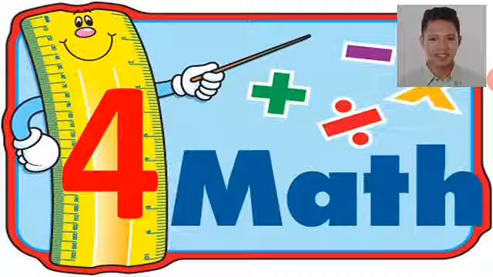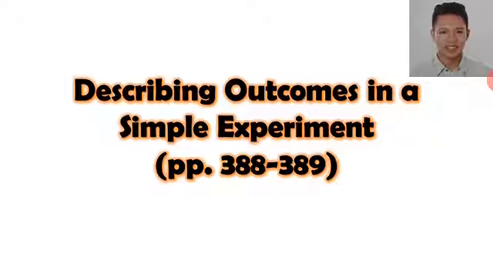So this week our topic is describing outcomes in a simple experiment. For example, if I toss a coin, what is the probability of getting a head or a tail? Since there are only two possible outcomes, head and tail, getting a head is 50% and getting a tail is 50%, or one half.